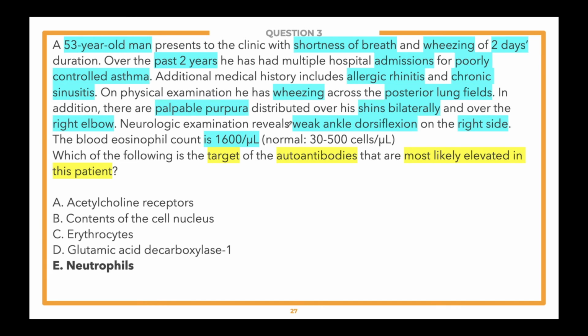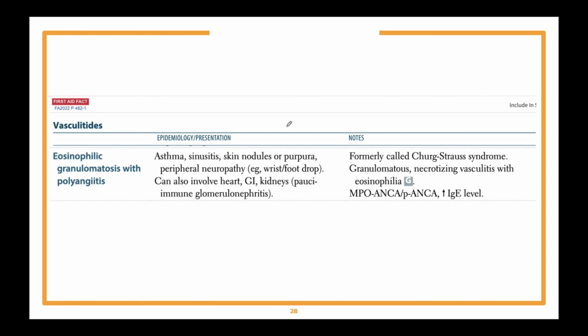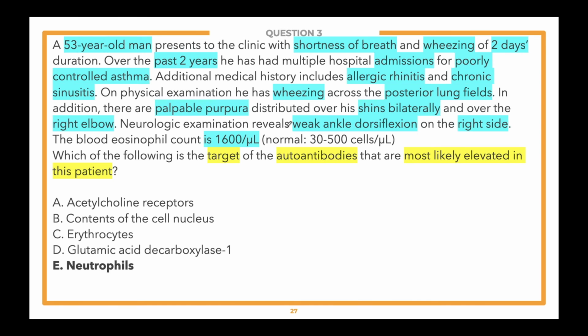Now in this case, if there were to be one, we would want to think about eosinophilic granulomatosis with polyangiitis, or EGPA, okay? If we take a look at the next slide, this is talking about a little bit of information on that, okay? So asthma, sinusitis, like our patient, purpura, neuropathy, like our patient, okay? And this is a P-ANCA vasculitides, okay? So we'll talk about that in just a second. P-ANCA versus C-ANCA, okay? So if we go back to our question, hopefully you guys can see how this patient kind of fits with that, okay?